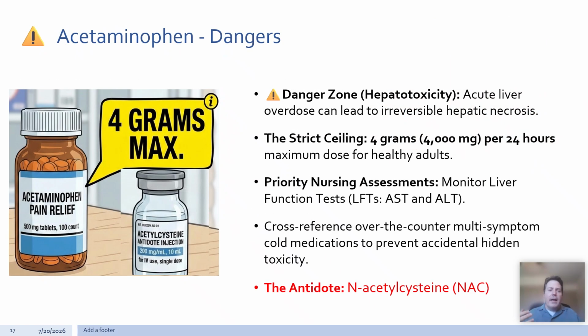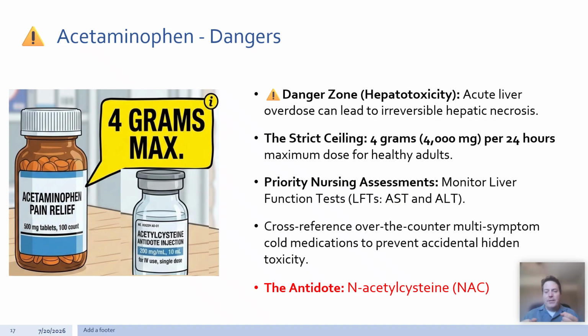So as far as dangers, with acetaminophen, even a healthy patient, you don't want to give them any more than 4 grams max in a day because it's hepatotoxic and it can lead to irreversible hepatic necrosis. There's that really strict ceiling. It's 4,000 milligrams per 24 hours, and that's a great NCLEX question. They will ask you about that potentially. It's also a safety thing to know. Your priority nursing assessment here is going to be monitoring liver function tests like AST and ALT. And you also want to cross-reference over-the-counter multi-symptom cold medications to prevent accidental hidden toxicity.